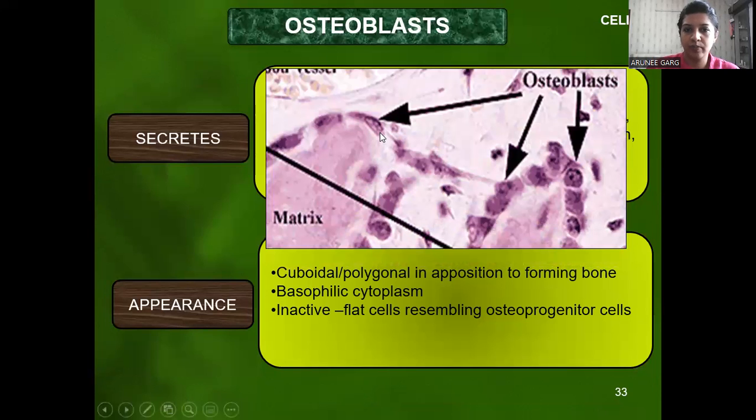These are the osteoblasts. You can see polygonal shaped cells formed around the new bone formation.